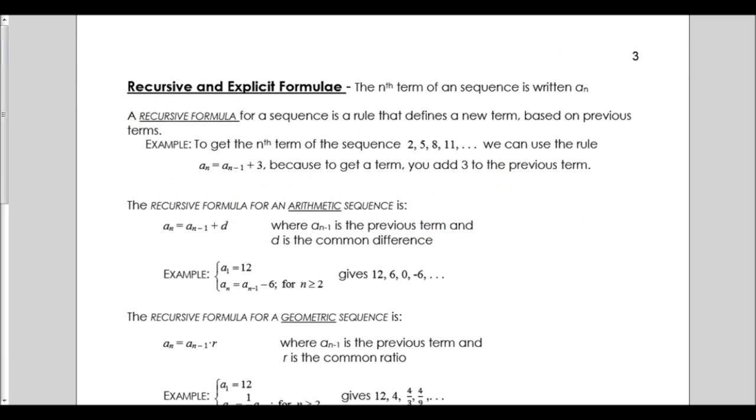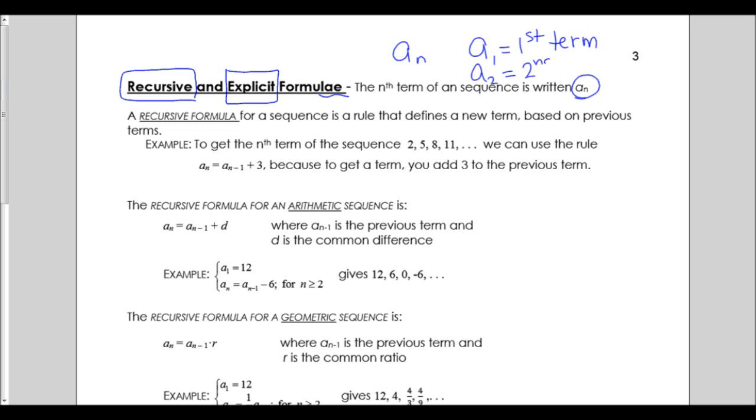All right, we have 2 types of formulas we're going to work with in Algebra 2, recursive formulas and explicit formulas. And this is the Latin plural of formulas. So we're going to have some notation that comes up here. First thing to realize is the nth term of a sequence is written as a sub n. That's a with a little subscript or down low and small n, a sub n. So if I were saying a sub 1, that would be the first term I'm talking about. If I wanted a sub 2, that would be the second term. So n tells me which term I'm talking about.